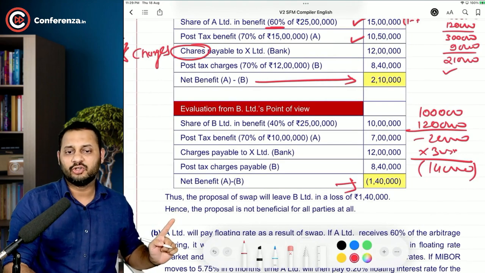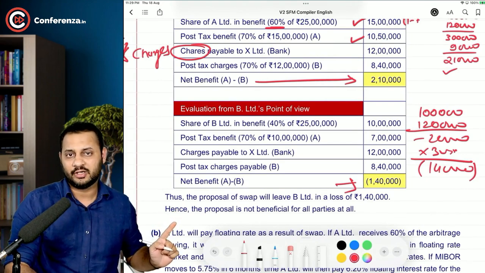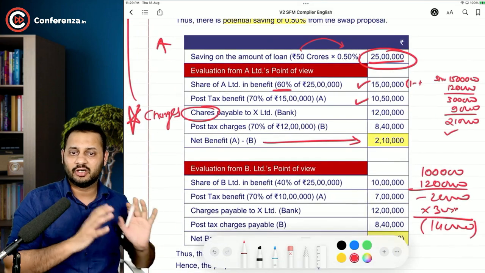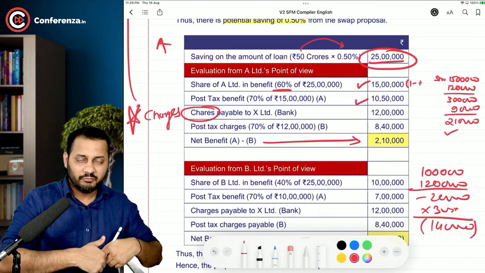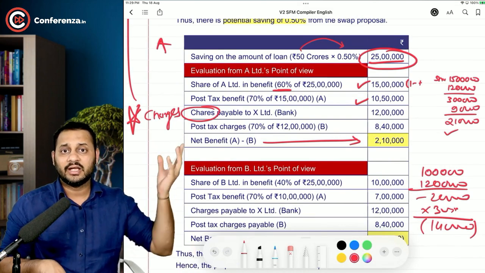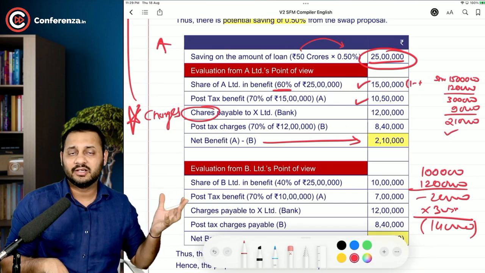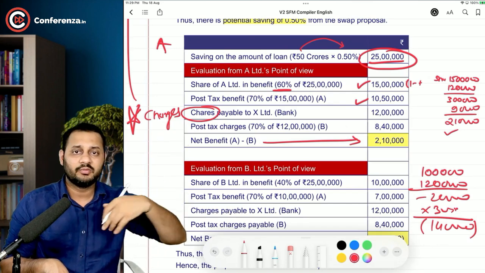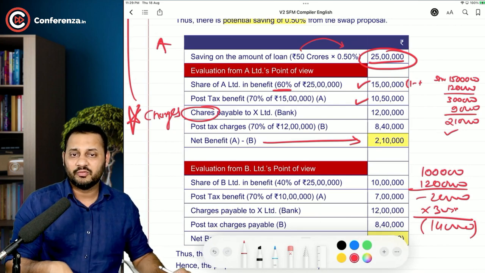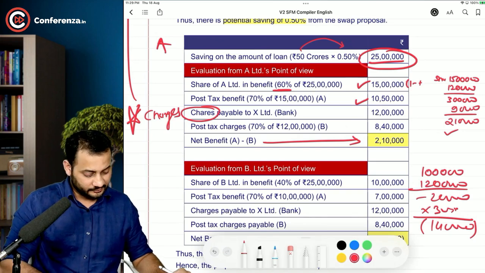Hence, the proposal is not beneficial for all the parties at all. It is beneficial for the single party, but not for B Limited. And if it is not beneficial for B Limited, the swap will not be possible. Why it is not possible? Because A Limited would agree, B Limited would not agree. And if this party does not agree, then the entire swap agreement will have to be thrashed out. So what will happen? The charges of the intermediary have to be reduced. That's what should be done.